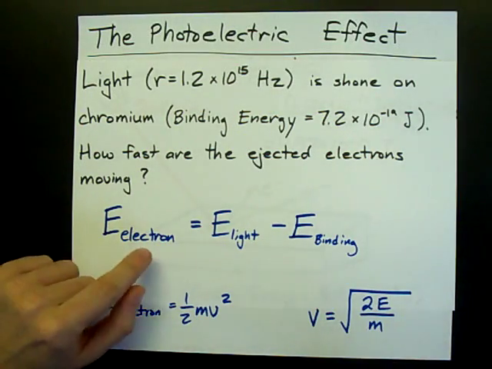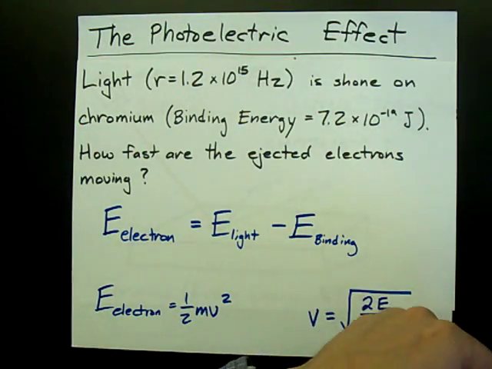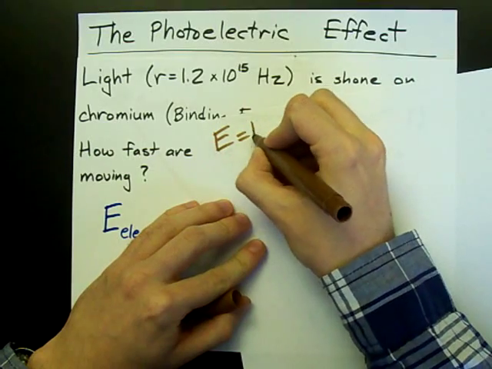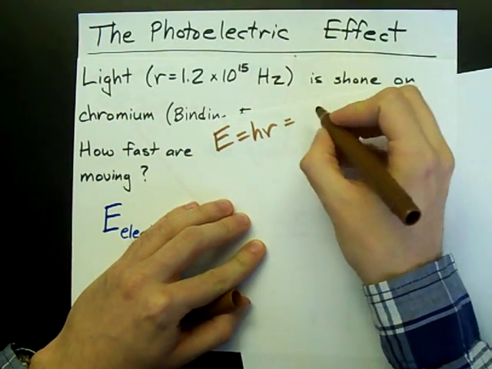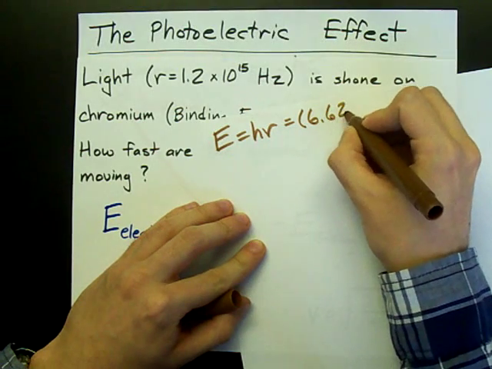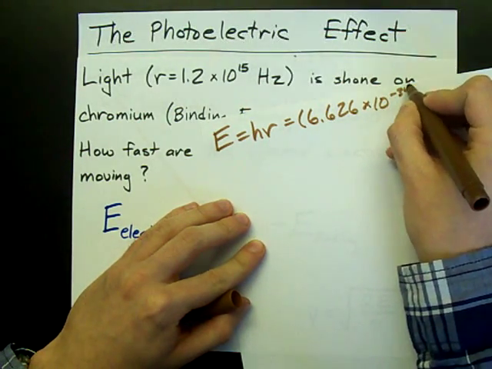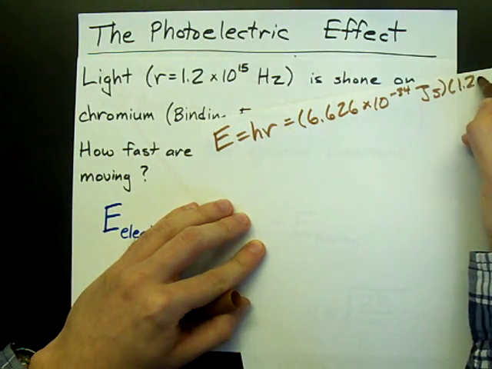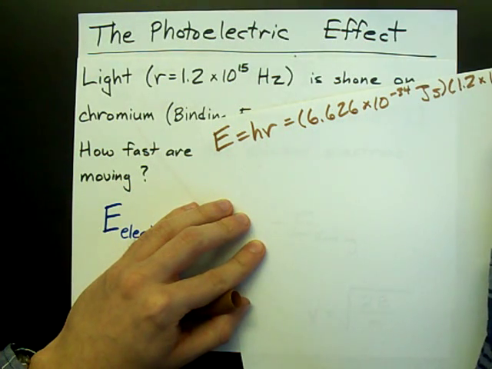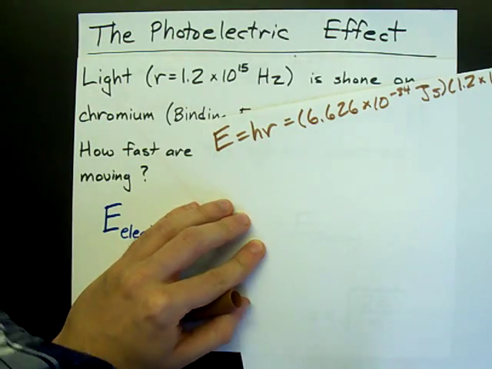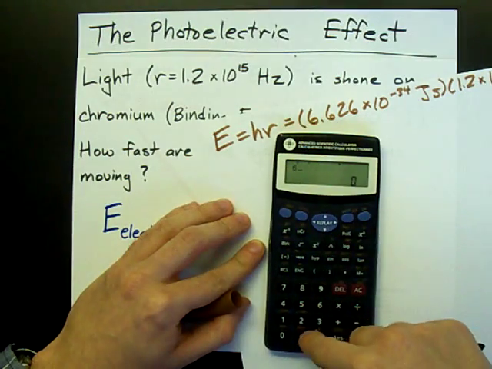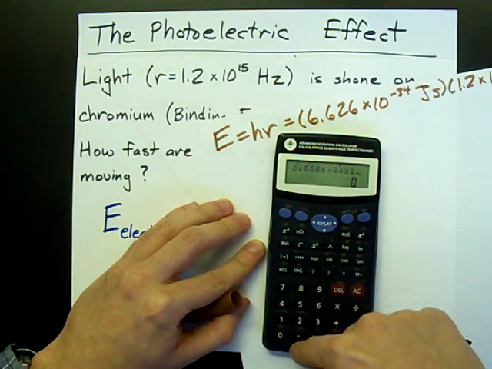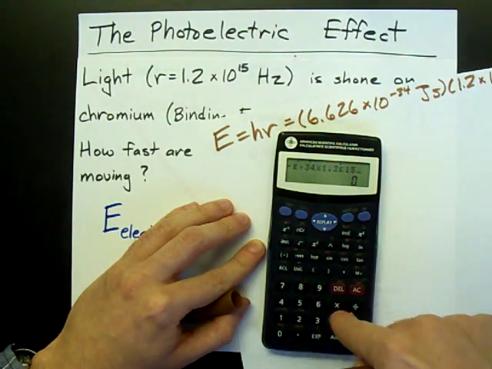So first of all, we need the energy of the light. How do you calculate the energy of light based on frequency? The answer is E equals h times nu. h is Planck's constant, 6.626 times 10 to the negative 34 joule seconds. And they gave us the frequency, 1.2 times 10 to the power of 15 hertz, or seconds to the negative 1. When you do that on your calculator, you get 6.626 times 10 to the power of negative 34 times 1.2 times 10 to the power of 15.